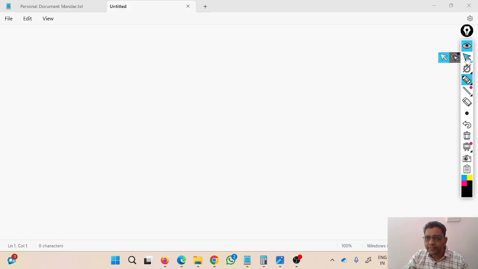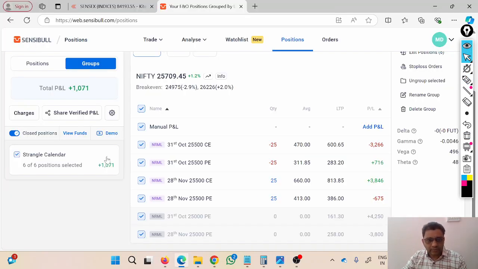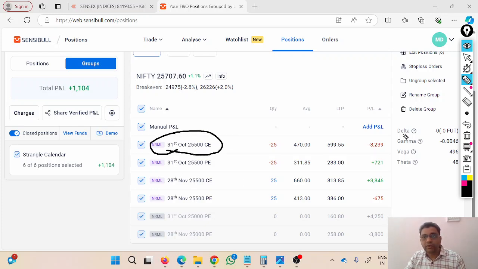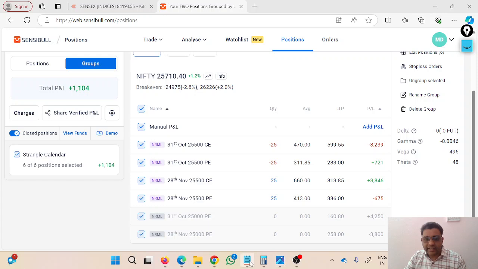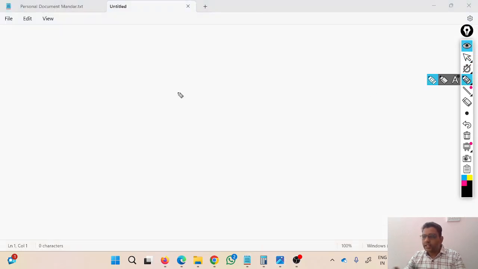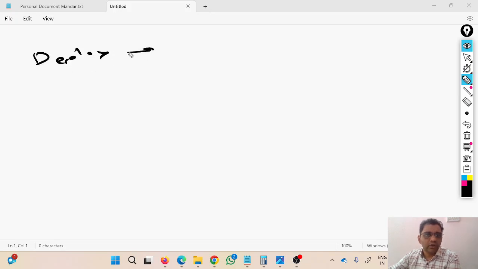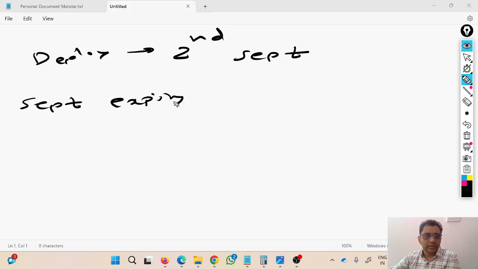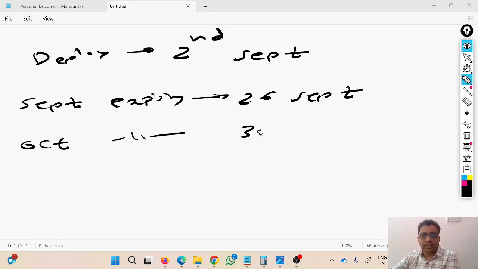Now if you see here about my trade, observe carefully. The October expiry was on 31st of October. I'll write here so that you will understand. The deployment date was on 2nd September, and the September expiry, I guess, was on 26th of September, and the October expiry was on 31st of October.